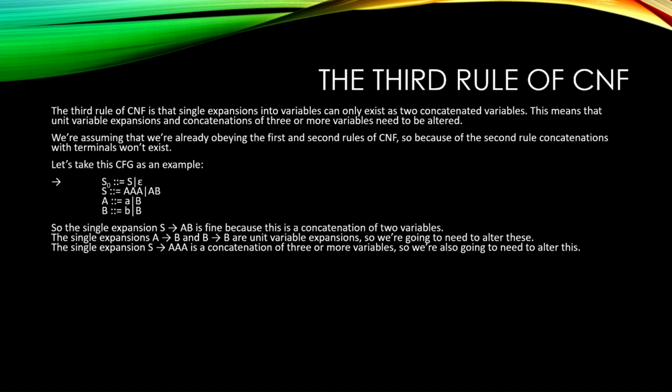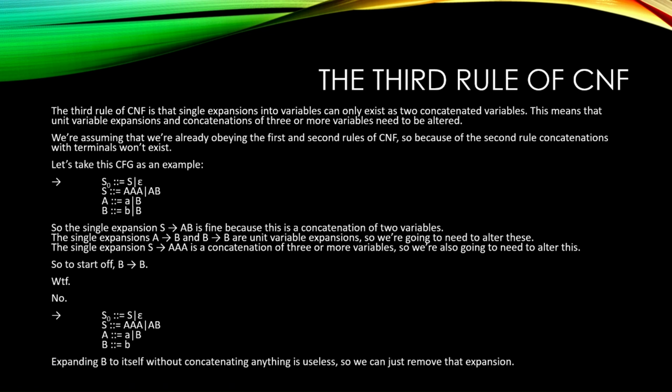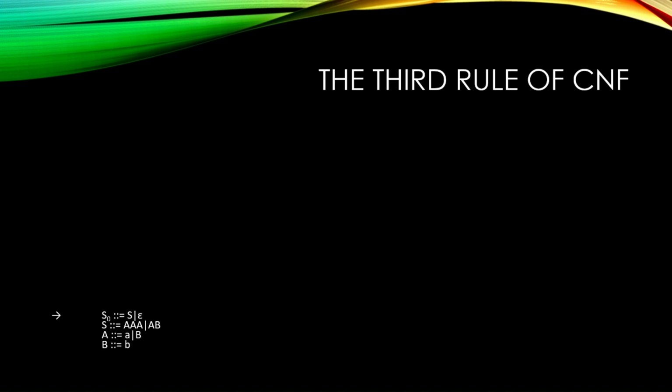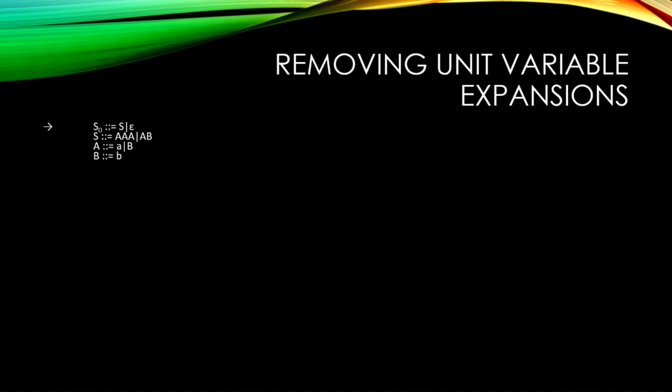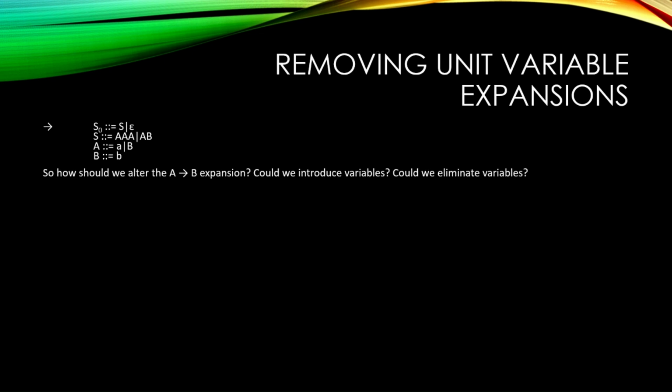Single expansions, A goes to B and B goes to B, are unit variable expansions, so they don't obey the third rule. We're going to need to alter them. Similarly, we're going to need to alter S expands into AAA. So to start off, B expands into B. Remove it. Expanding B into itself without concatenating anything is absolutely useless. So we can just remove that expansion. So removing unit variable expansions, if there's anything that expands to itself, just remove it.